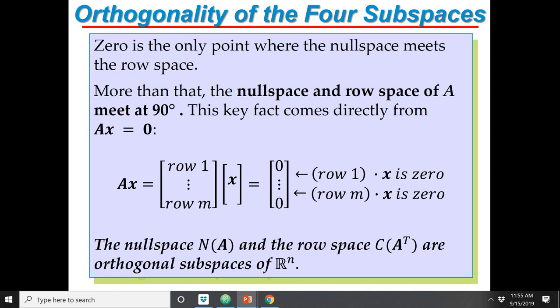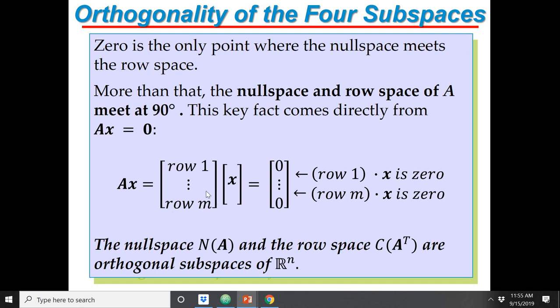we are back to proving that the null space is orthogonal to the row space. Why is that? One slide, one equation proof basically. If I take AX equal to 0, so X is an element of the null space, I'm going to prove that X is orthogonal to every row.